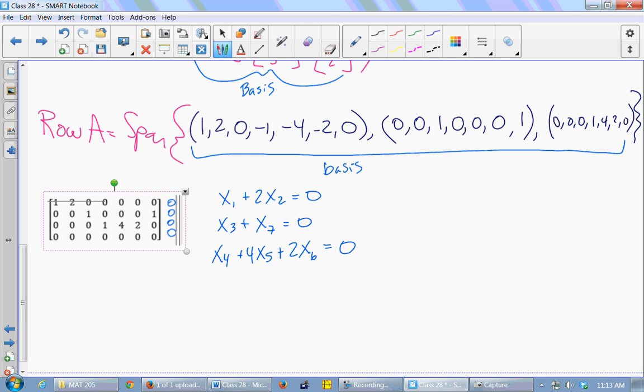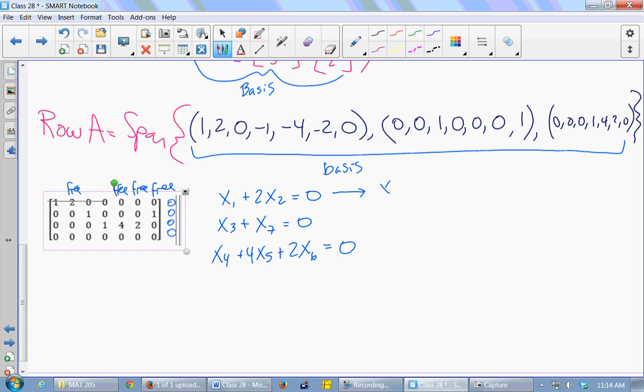And which are my free variables? x2, x5, x6 and x7. I only had 3 pivot columns. All the rest of them have to be free. So I solved for my basic variables in terms of my free variables.